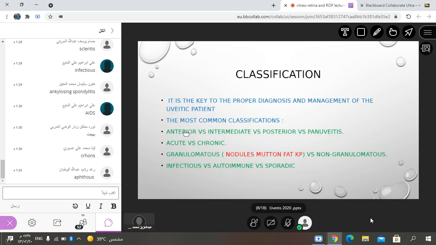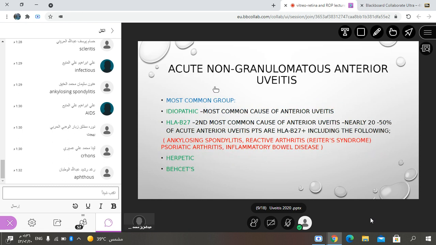Okay, classification. We mentioned anterior, you know it; acute and chronic, you know it; infectious, autoimmune, sporadic, you know it. But I think granulomatous, non-granulomatous, you know it from pathology. If there are granulomas, if there are epithelioid cells present in a microscopic, histopathological picture, like on examination, how can we differentiate? How can we know and how can we label this condition as granulomatous or non-granulomatous based on certain features? Okay, we will go through one by one and then we'll see.